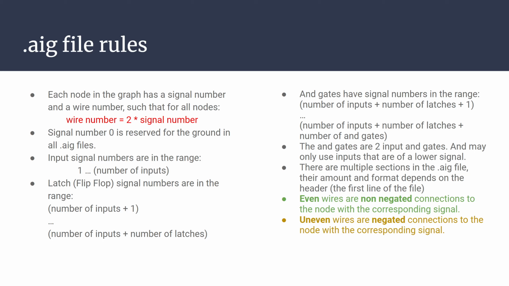Okay, so if a latch had input 0, then it would be connected directly to the ground. If it had input 1, then it would be connected to a negated version of the ground. Okay, so the same is true for AND gates, for example.